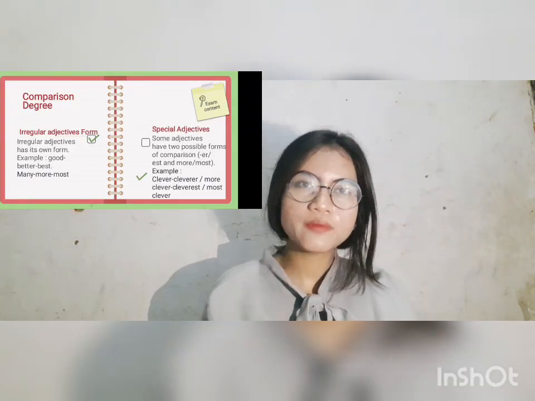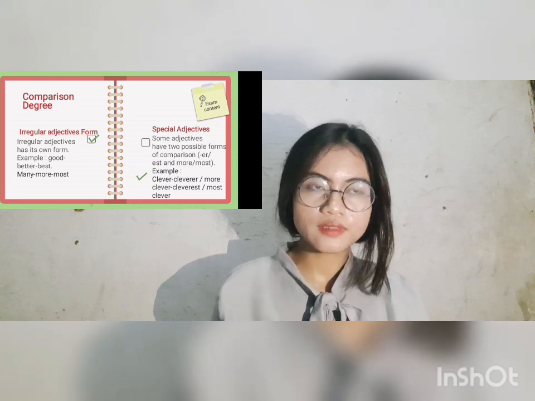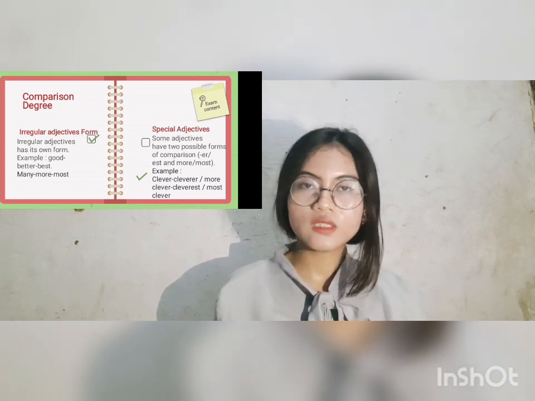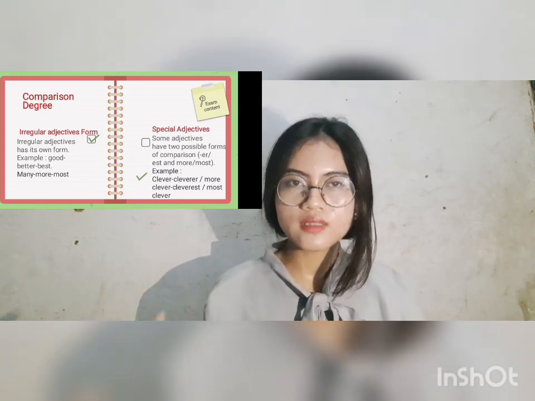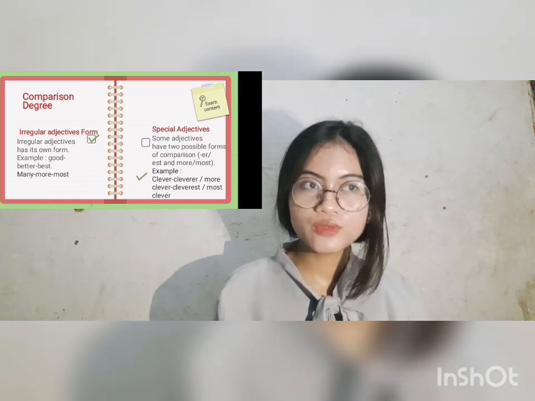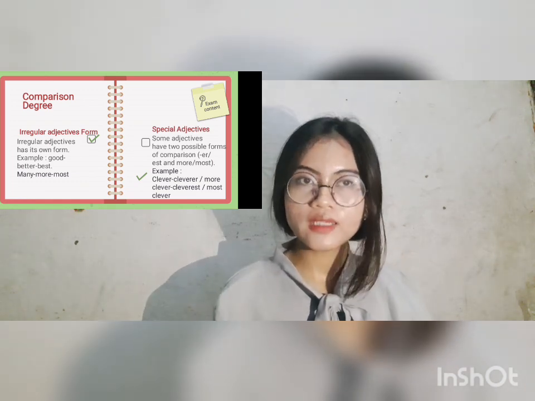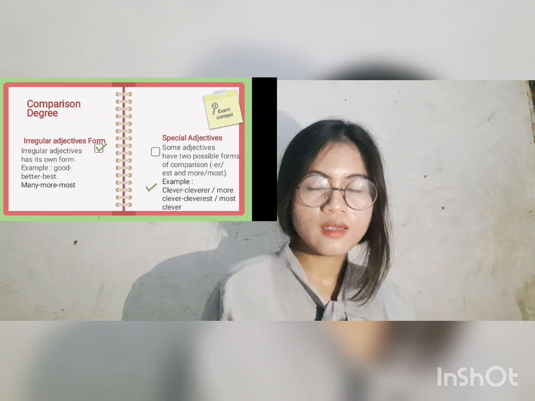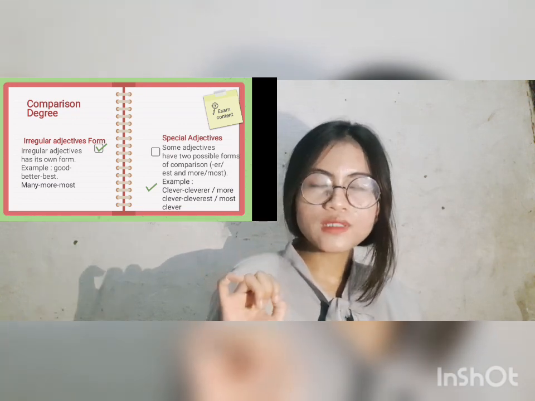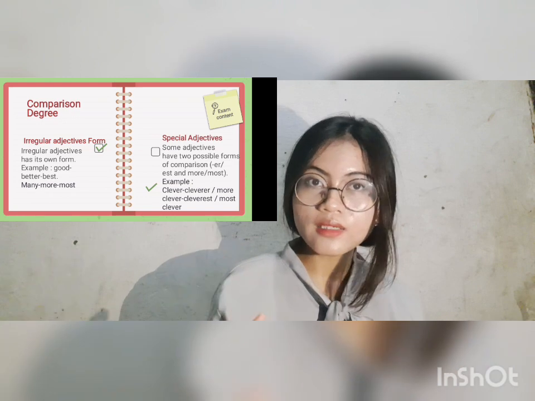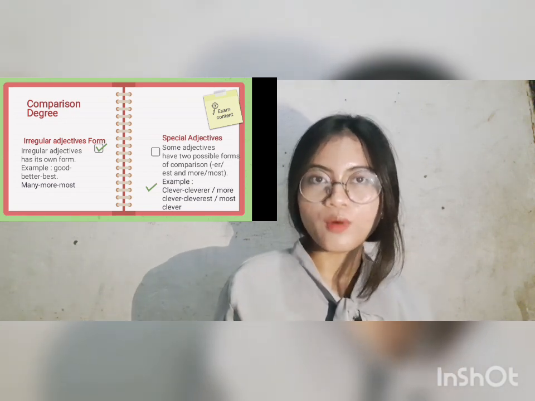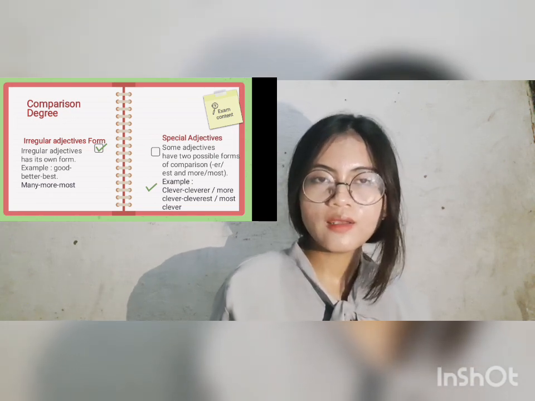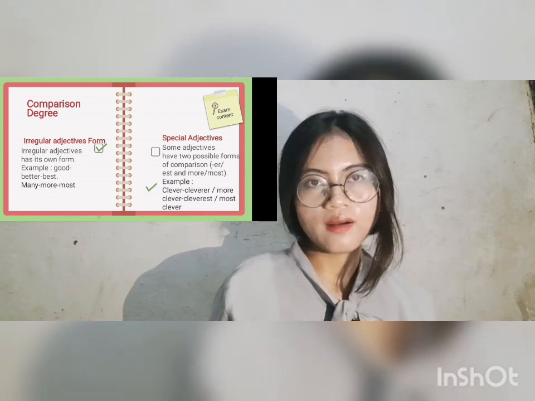Next is irregular adjectives form. Irregular adjectives have their own form, not adding more or most or er and est. Examples: good, better, best; many, more, most. And the last is special adjectives. Some adjectives have two possible forms of comparison: er, est, more, or most. Example: clever, cleverer, more clever, cleverest, and the most clever.